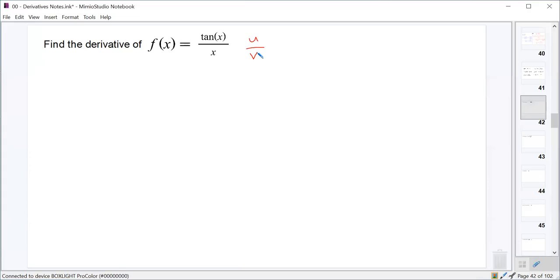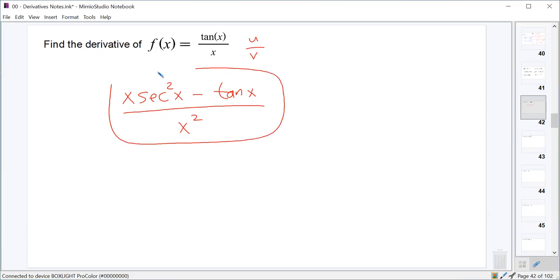So we'll use the quotient rule, which says v times the derivative of u, and the derivative of tangent x is secant squared x. So v du minus u times dv. And the derivative of x is just 1, so I don't need to write that. So this is v du minus u times dv of 1, all over the denominator squared. And it's that simple. There's no other simplification to do with that. That's it.